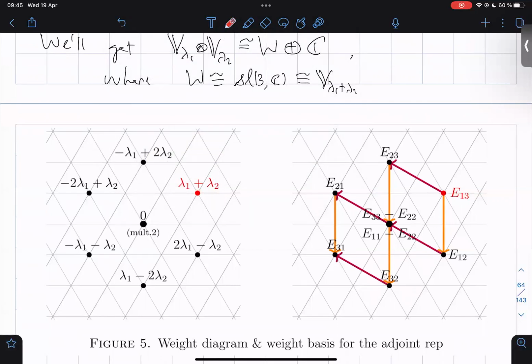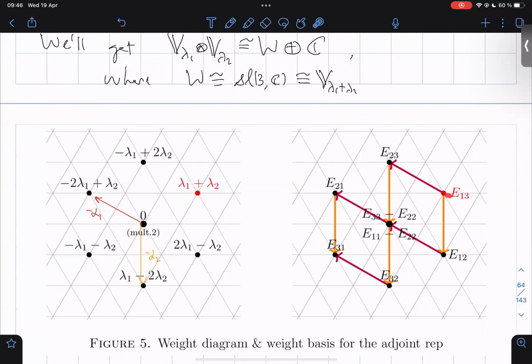The root vectors, okay, the simple root vectors were this one. This is minus alpha 1, and then minus alpha 2. Okay, so those are your lowering operators.